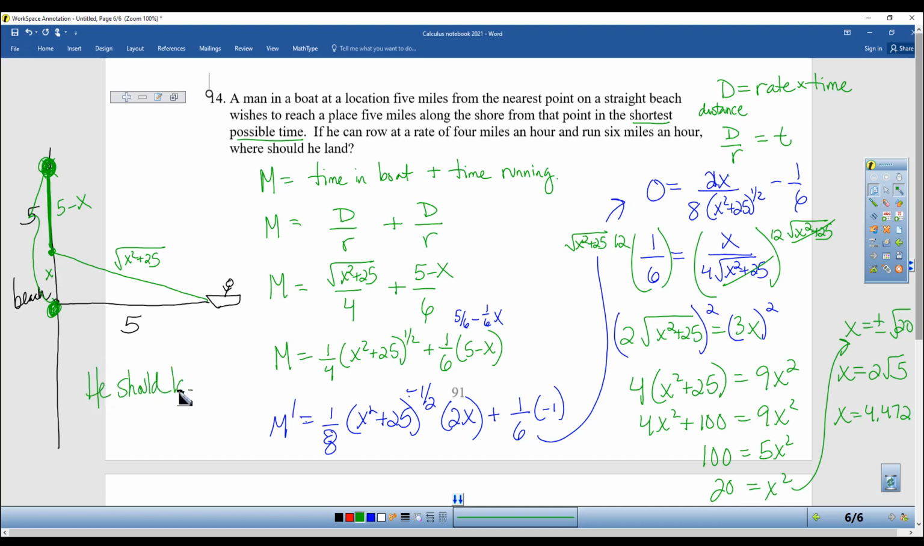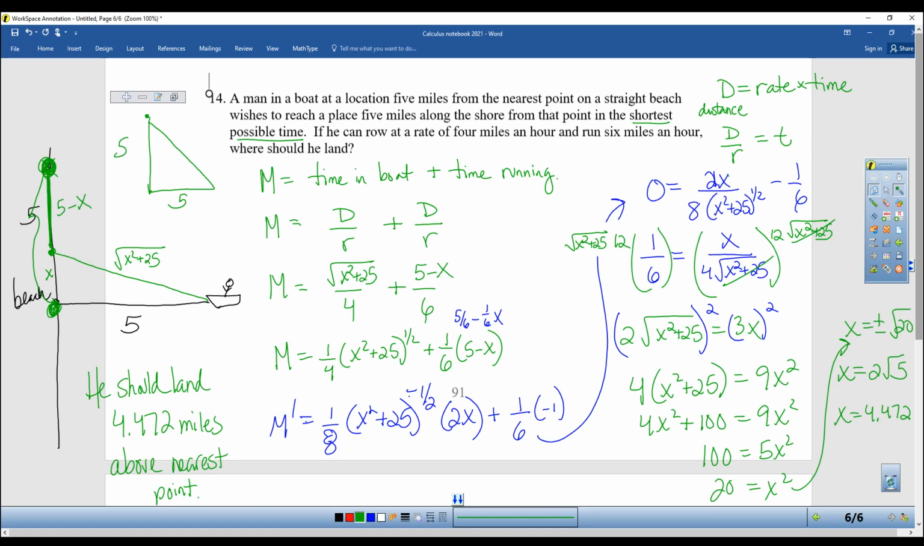So he should land 4.472 miles above the nearest point. So this is the nearest point, but he doesn't actually want to go there. Do you guys see how close that is to 5? So literally, if this was really the triangle, here's 5, here's 5. He's going to row in almost the whole way, 4.472 miles. And then he's only going to have to run just a little bit.